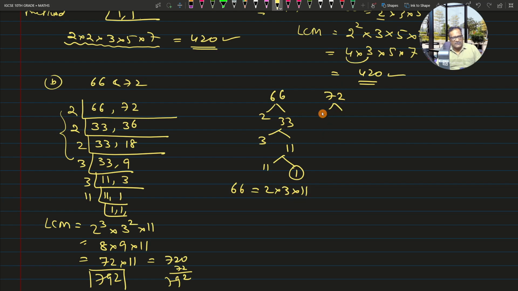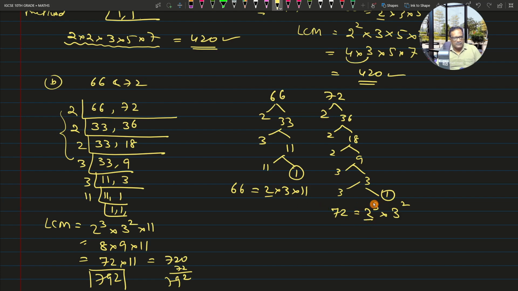Now go for 72. Start with the 2, 36, 2, 18, 2, 9, 3, 3, 3, 1. Once you get 1 over here, these are the prime factors of 72. You can write it as 2, 2, 2, 3 times. So 2 raised to 3 and 3 2 times. So 3 square. Okay. Once you get the prime factors of these two, 66 and 72, now you take the common factors one by one.